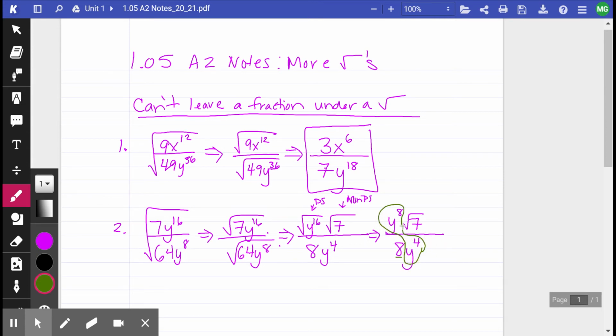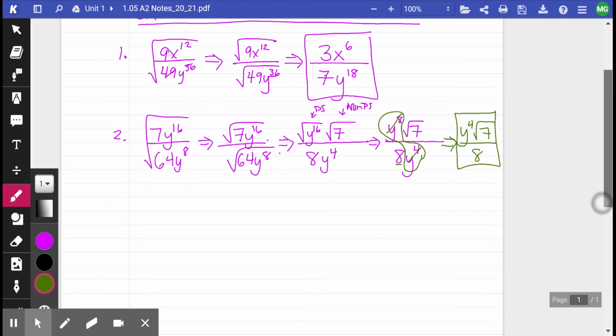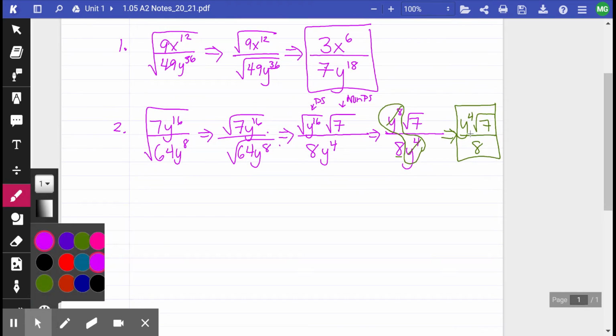So when I have the same variable on the top and the bottom, I ask myself, where do I have more? And my answer would be the top. How many more do I have? And I have 4 more. So that tells me that I'm going to keep a y to the 4th on the top because I have 4 more y's on the top than I do on the bottom. And that's as far as we can take that one because there's nothing we can break down from our radical any further. The y to the 4th is reduced as much as possible, so everything's simplified as much as possible.